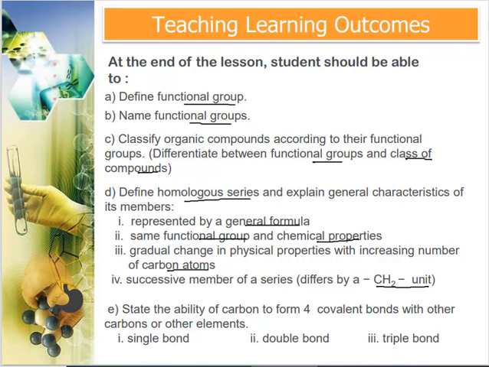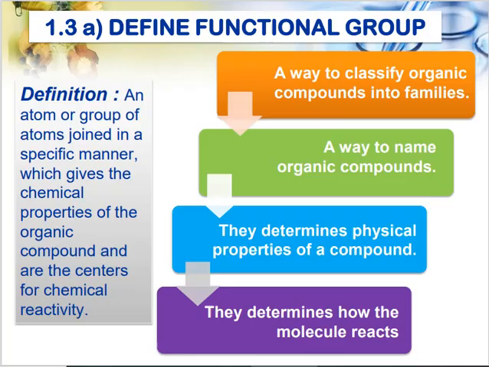Okay, finally, we will also look at the ability of carbon to form 4 covalent bonds. Okay, so carbon is in group 14, so it can form 4 covalent bonds with other carbon or elements for it to be stable. Okay, so either it can form a single bond, a double bond or a triple bond with another carbon or other elements.